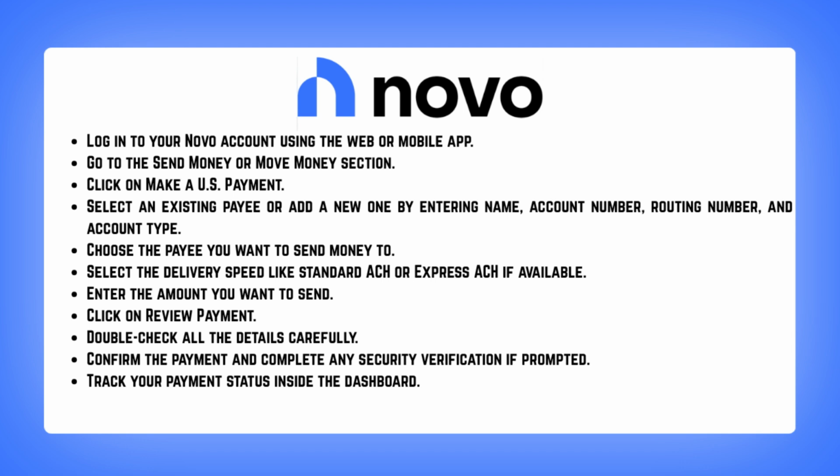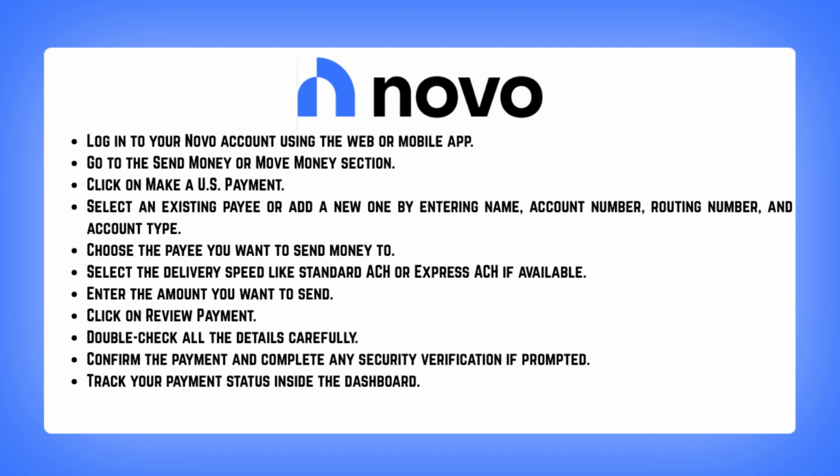After selecting the payee, choose the delivery speed. Novo usually offers standard ACH, which is free, and sometimes faster options like Express ACH for quicker delivery with a small fee. Now, enter the amount you want to send and click on Review Payment.